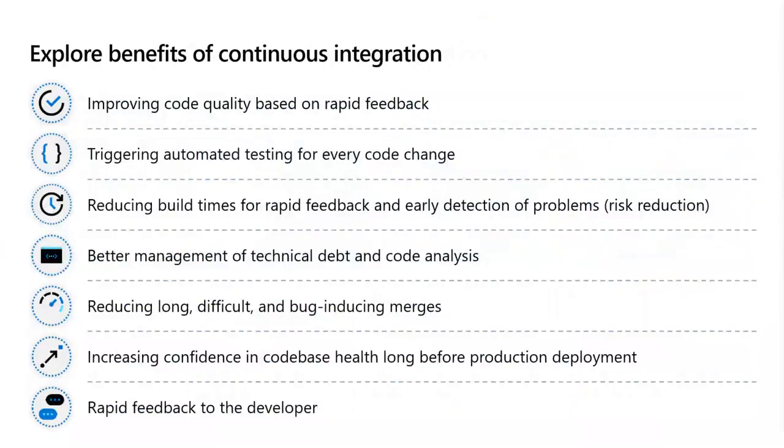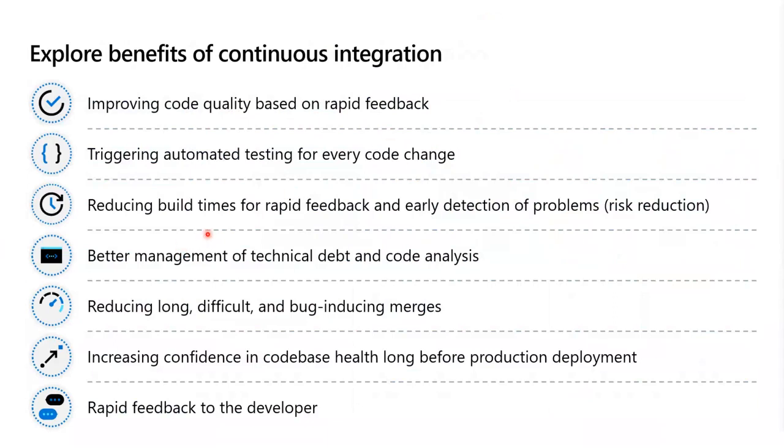So what are the benefits of continuous integration? It will improve the code quality based on rapid feedback. So automatically, if there is a bug that was introduced, we can detect it as early as possible. We don't need to wait until all the changes are done in order to take it to production. So as soon as the developer makes a change, we can detect it rapidly. And we want to be more flexible. We want to react to those events. It will be triggered automatically for every code change.